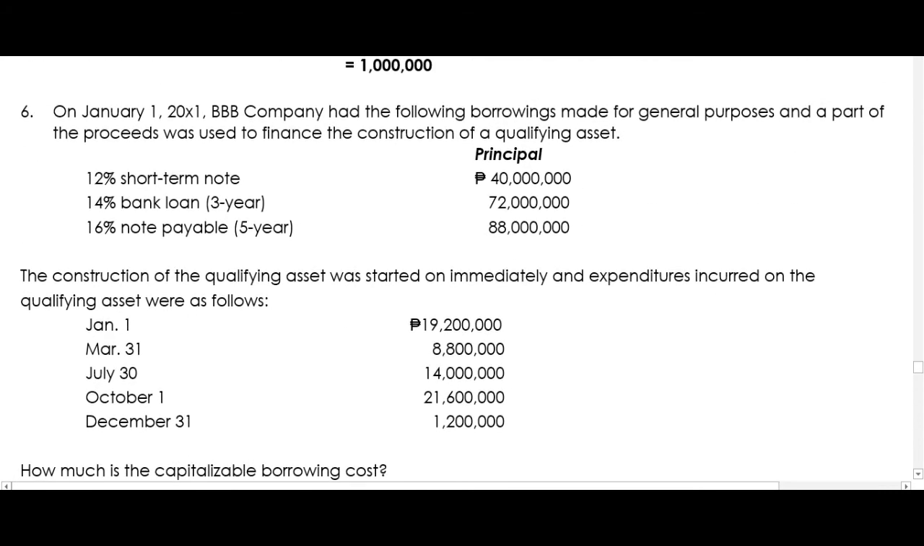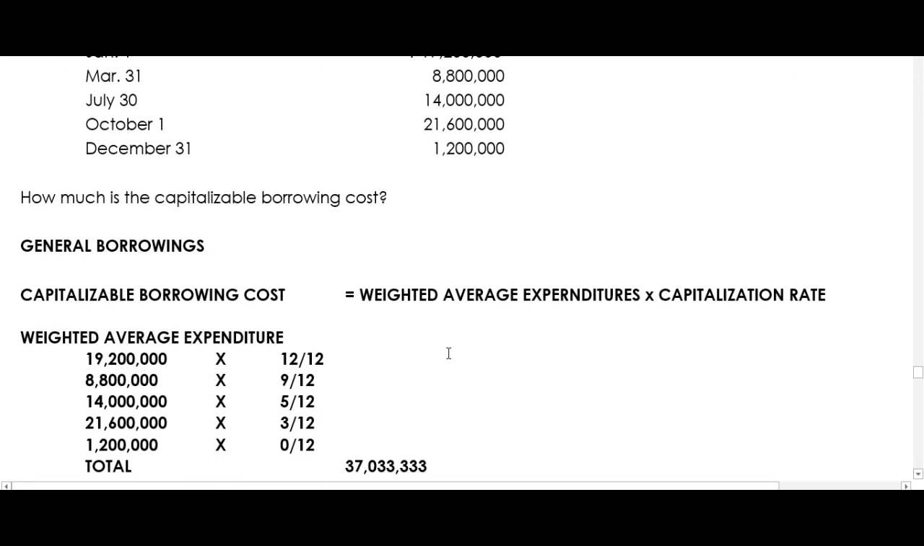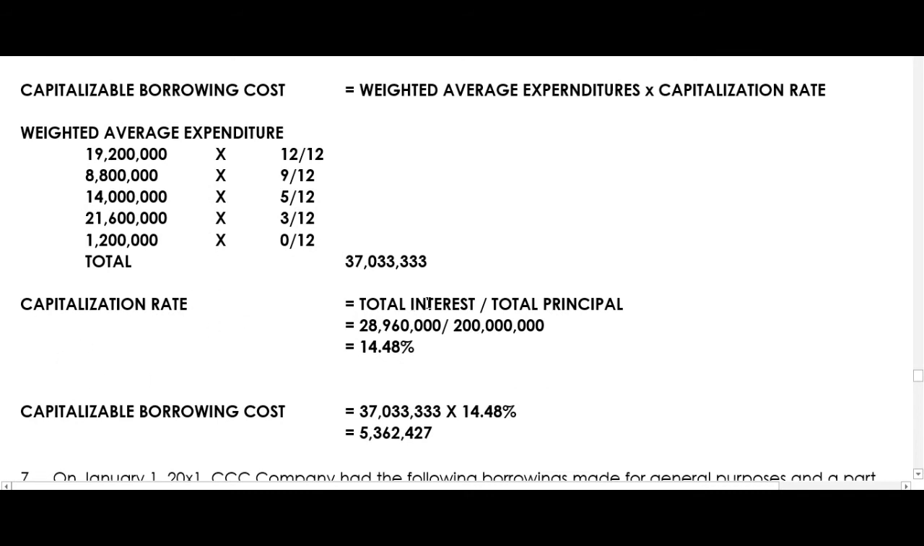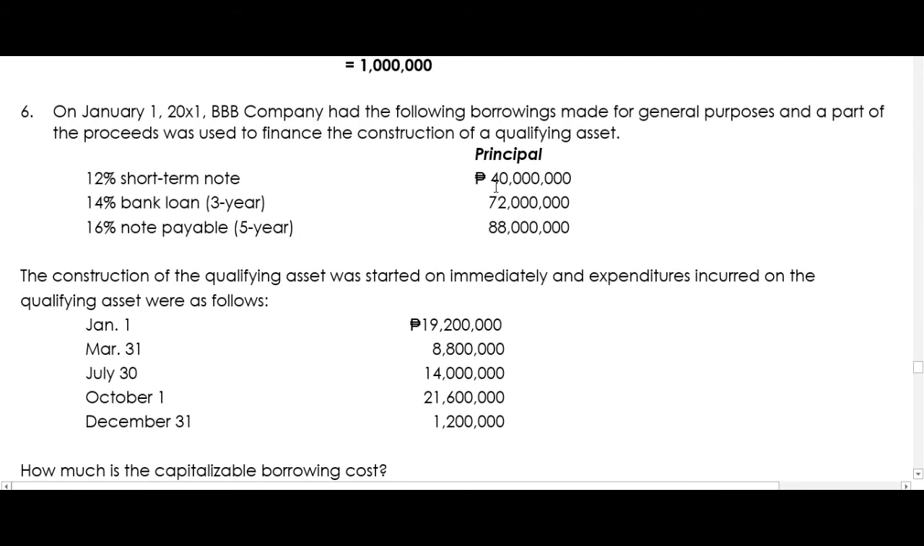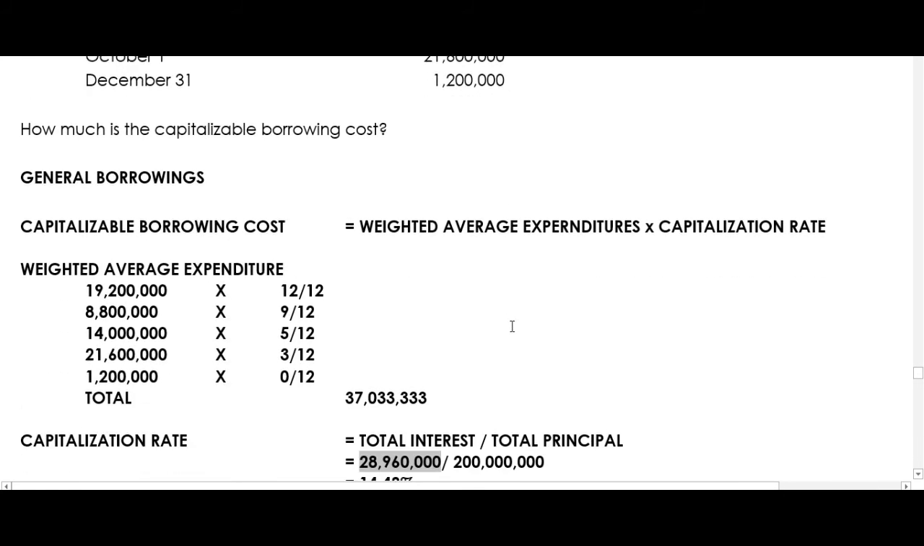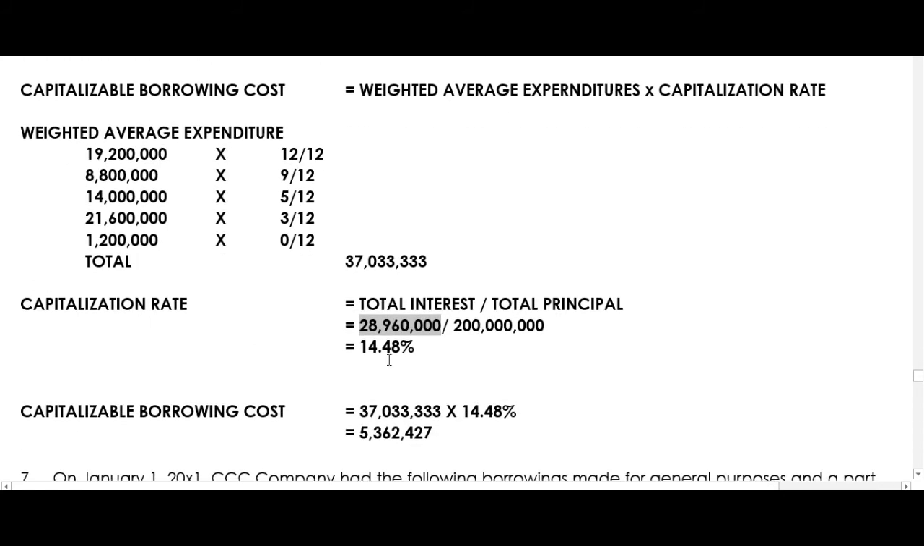So babalikan mo itong mga utang na to. Ano ulit gagawin mo? Computein mo lahat ng interest ng mga to. So that's 12% ng 40 million, 14% ng 72 million, tapos 16% ng 88 million. Tapos pag na-add mo na yung tatlong yon, i-divide mo doon sa total nitong principal na to. So paano natin ginawa? Ito yon. Total interest divided by total principal. So pag tinotal natin lahat ng interest ng tatlong yon, ito yung lalabas. Okay? Tapos pag tinotal natin lahat ng ito, yung 40, 72 at saka 88 million, ang lalabas ay 200,000. So ang ating capitalization rate is 14.48%.